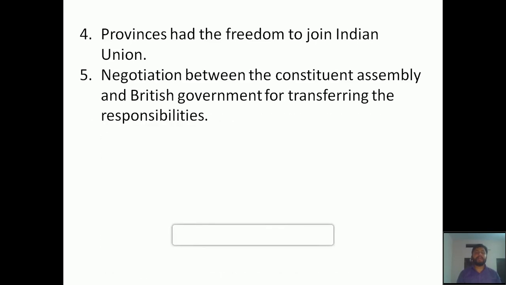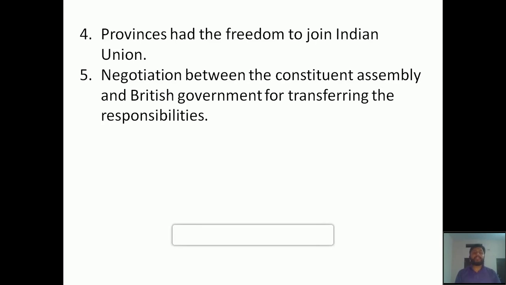The next one says that there will be negotiation between the Constituent Assembly and the British government for transferring the responsibilities. That means there will be some kind of compromise between the Constituent Assembly and the British government, because all the powers will not be transferred to the people of India. At the same time, they will be having certain powers and responsibilities. So there will be some compromises, something like a give and take policy. So negotiation will be there, compromise will be there. So that was the fifth recommendation made by the Cripps Mission.